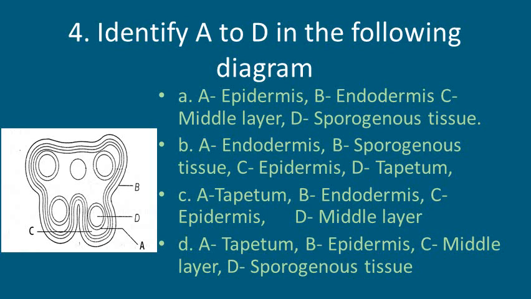The D is the extreme inner side. The D is the sporogenous tissue, that means the spore containing tissue. This sporogenous tissue D is only present in option A and then option D.